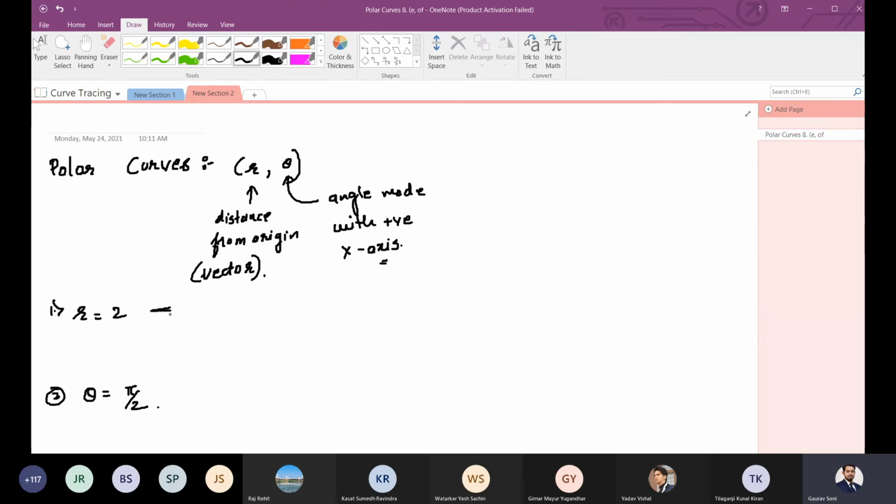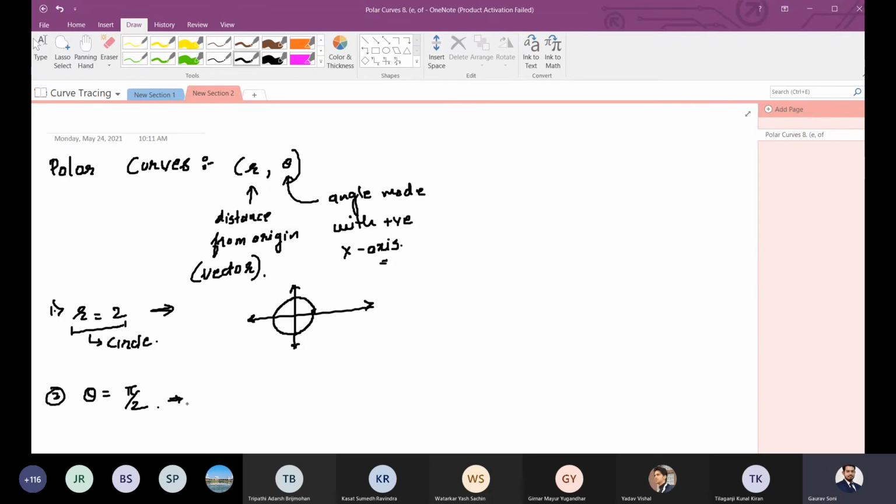So r equal to 2. How do you identify a geometrical figure? You take all the points in a plane which have the value of r as 2. Yes, anyone? It would make a circle having center at the origin and radius 2. Yes, exactly. So this will be a circle of radius 2 units. So r equal to a constant number represents a circle in polar coordinates.